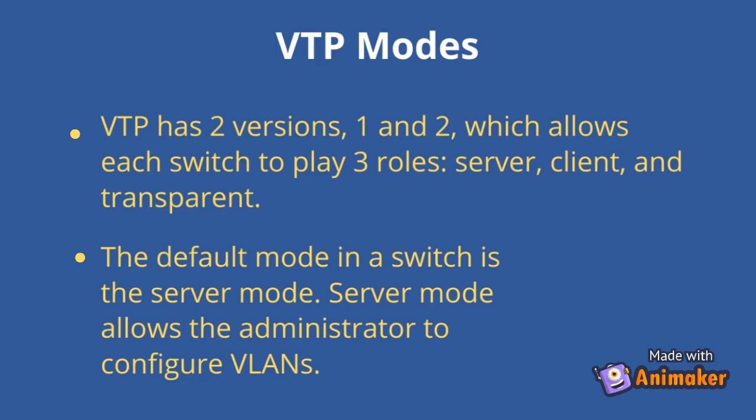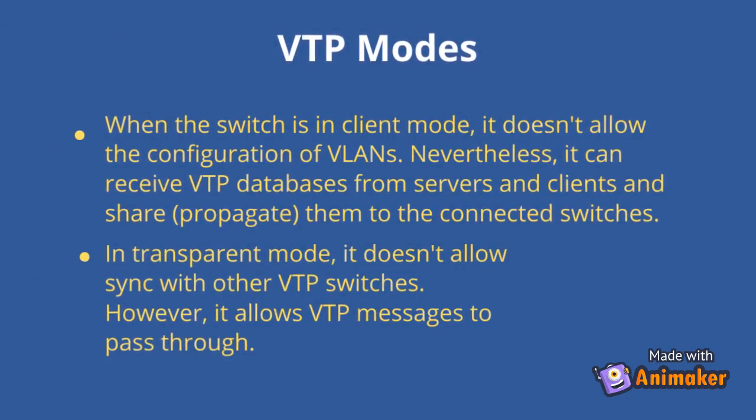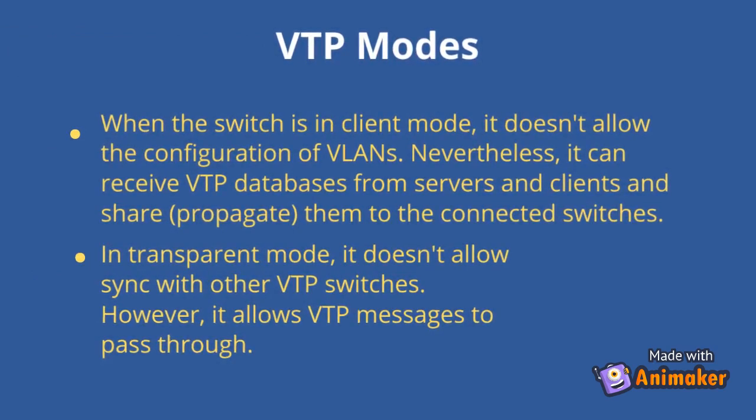Server mode allows the administrator to configure VLANs. When the switch is in client mode, it doesn't allow the configuration of VLANs, but it can receive VTP databases from servers and clients and share them with the connected switches. In transparent mode, it doesn't sync with other VTP switches. However, it allows VTP messages to pass through.